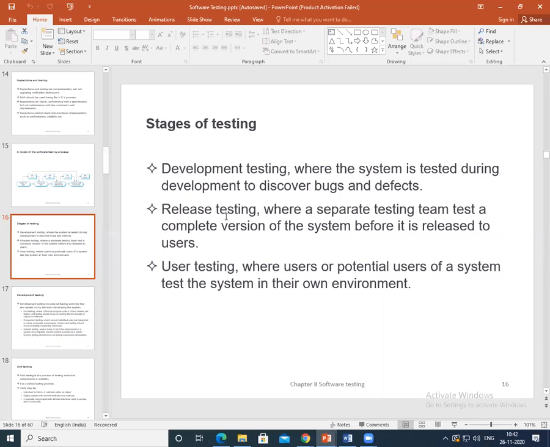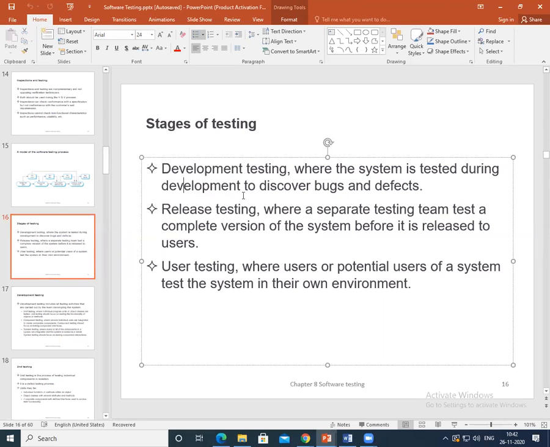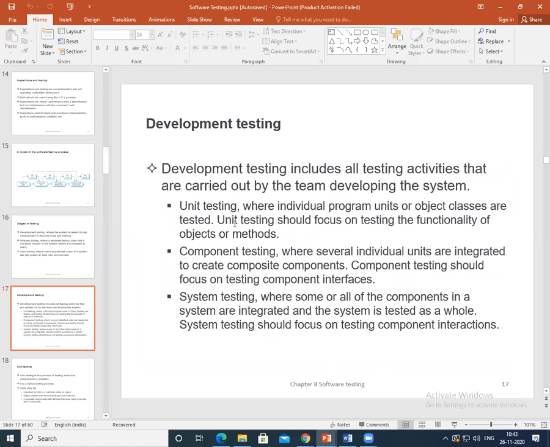Before the product is released, a complete version of the system is tested with the help of a separate testing team. The complete version is the complex version of the system before it is released to the user. Development testing is a part of the coding team, where the system is tested during development. We focus on the code to discover any errors, bugs or defects. I'll just review what development testing is.